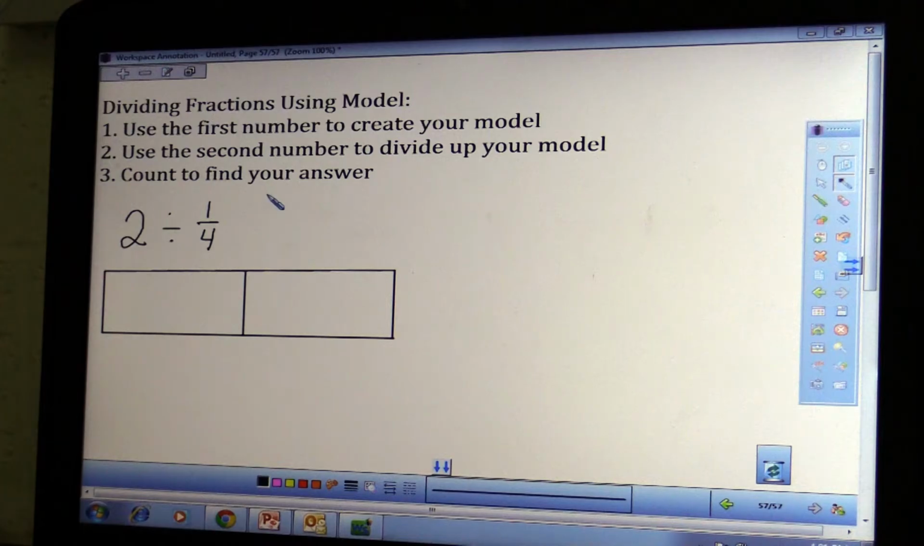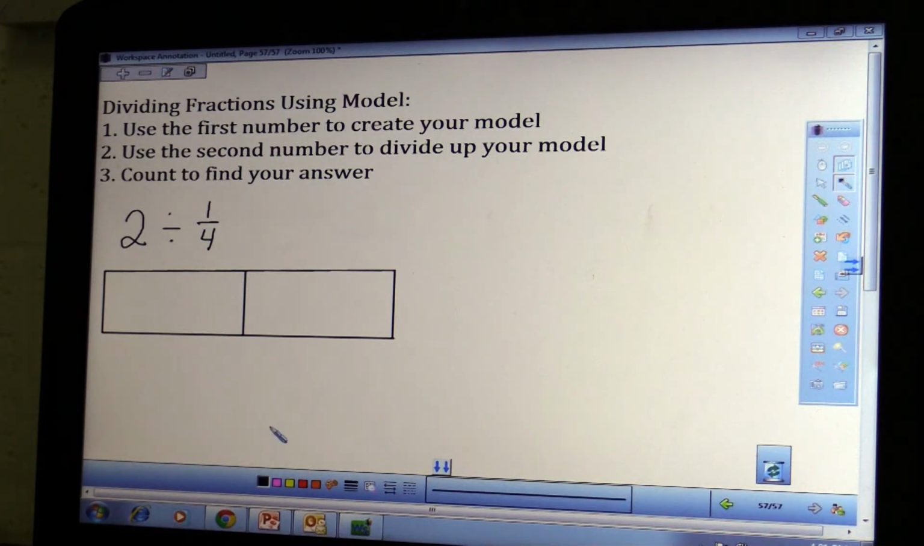So the first step in using a model is to look at the first number to create your model. So the first number in my division sentence of 2 divided by 1/4 is 2. So I need to create 2 rectangles to show my model. Now I need to take those 2 rectangles and divide each of them up into 4 pieces for the 1/4.